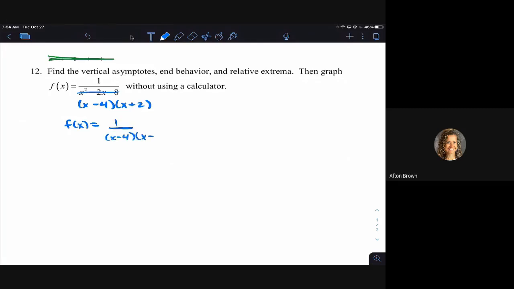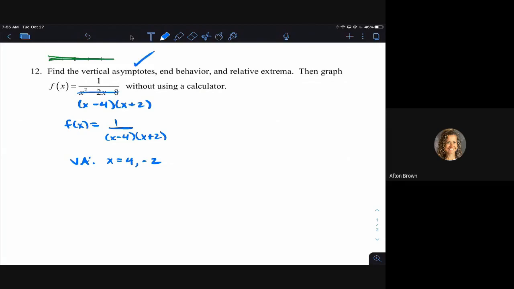Once you have it in factored form, your vertical asymptotes are the zeros of the denominator. Wait, I messed up. That was a plus. This is a -2. So we have our vertical asymptotes.